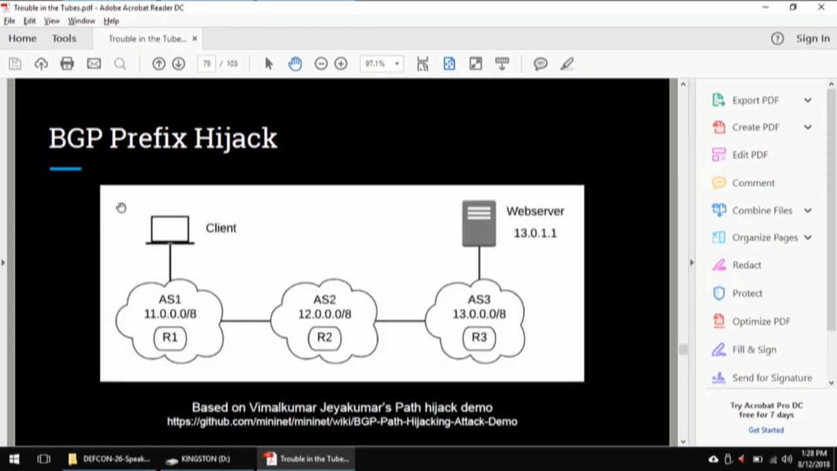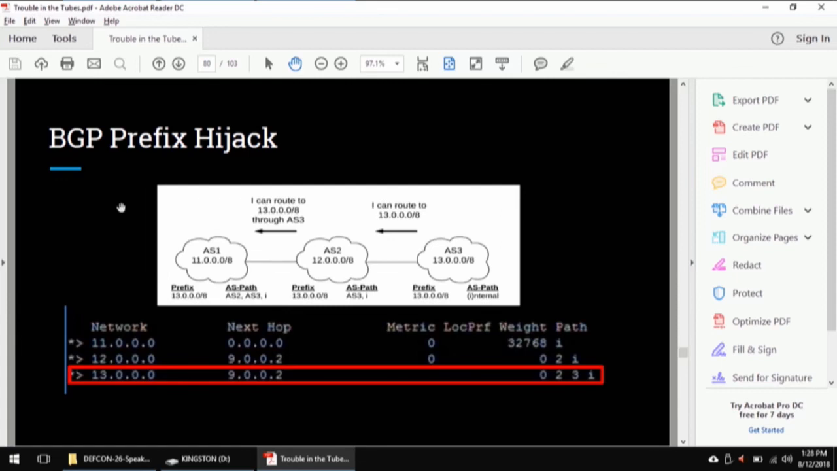It was awesome. So here we're going to do a prefix hijack. We're going to modify a demo that's already out there on the Mininet website if you can get to it. But we've changed it to be a prefix hijack instead of a path hijack. So here's our three networks we looked at before, AS1, 2, and 3, advertising 11.8, 12.8, 13.8. We have a web server on AS3.